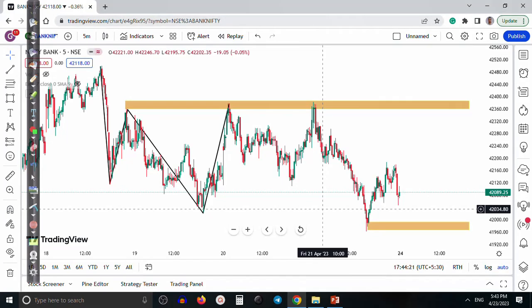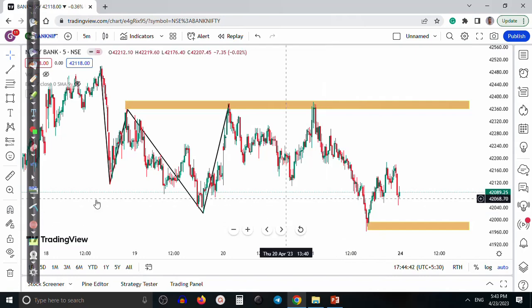Alright guys, this is Bank Nifty on the 5-minute chart. Let's do some analysis for tomorrow. First we will identify the market trend, so basically which direction we are looking to enter, whether it's the buy side or sell side. And after that we will discuss where our entry point will be.